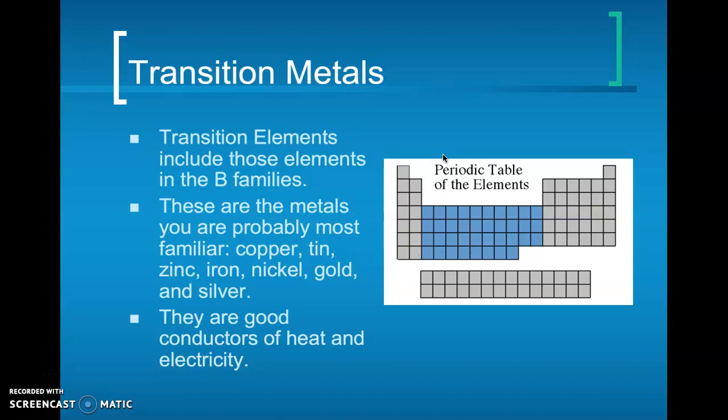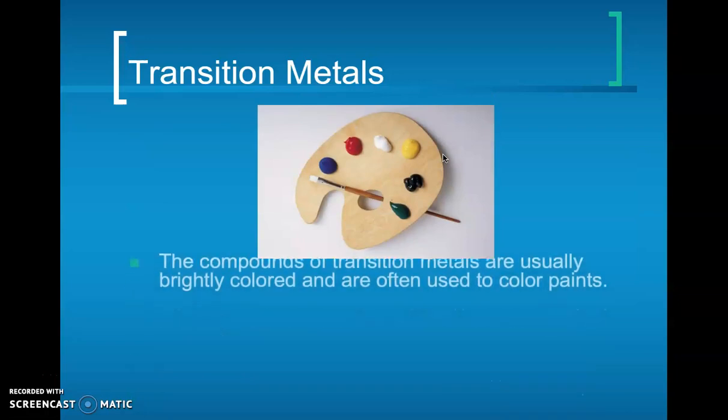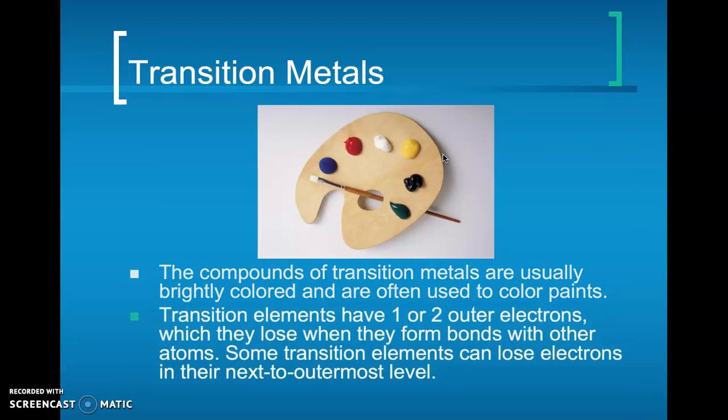They are good conductors of heat and electricity, again, because of the way that they bond. And you don't need to worry about that piece. Just know that they are good conductors of heat and electricity. Compounds of transition metals are usually brightly colored and are often used to color paints. Transition metal elements have 1 or 2 outer electrons, which they lose when they form bonds with other atoms.